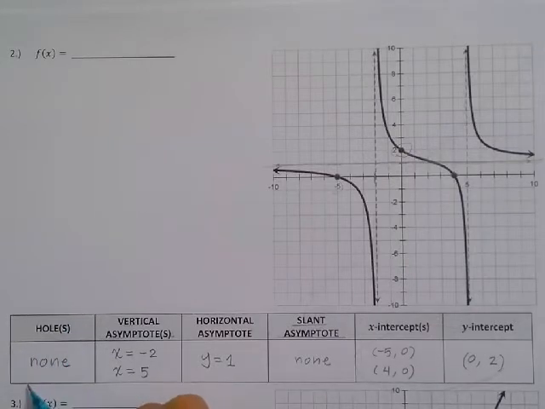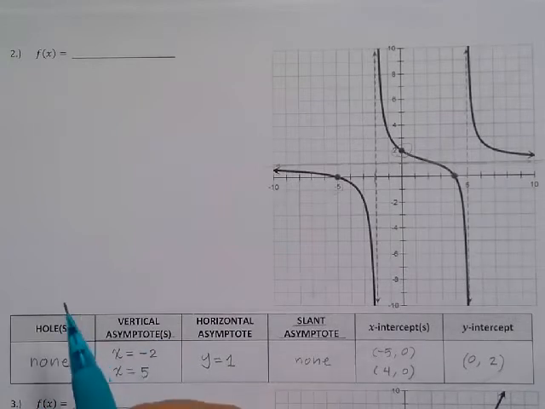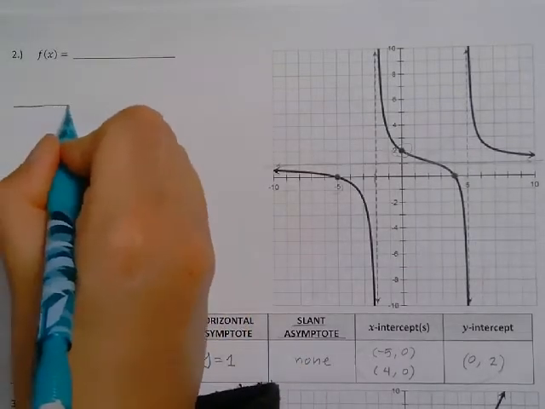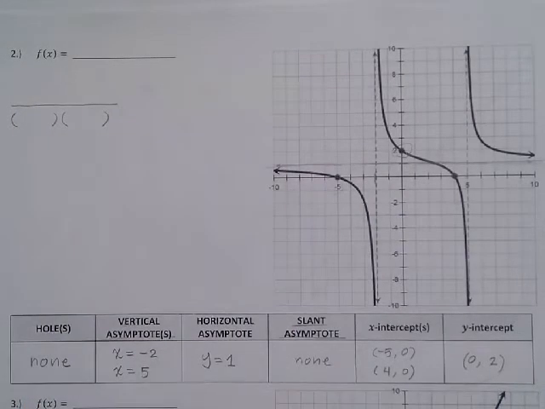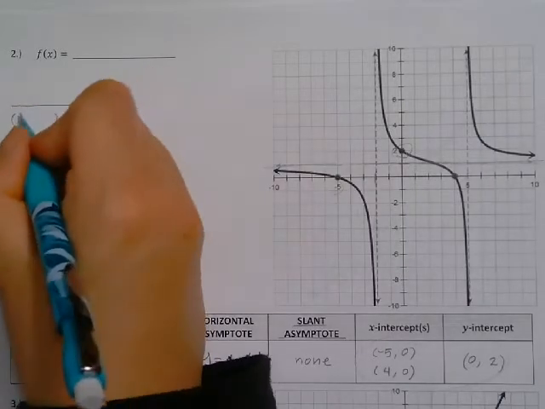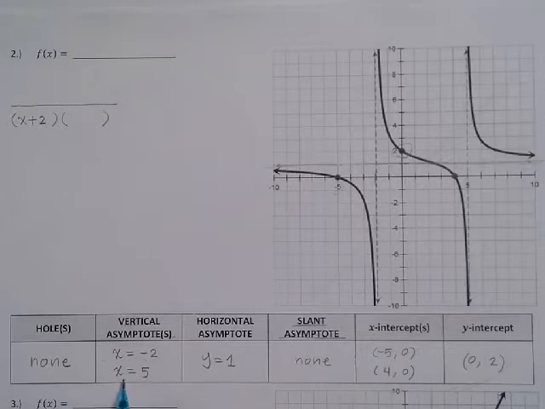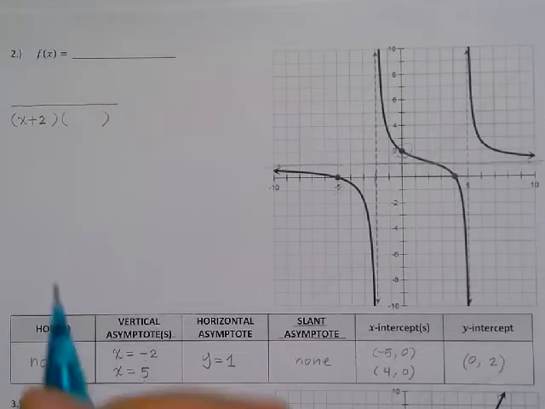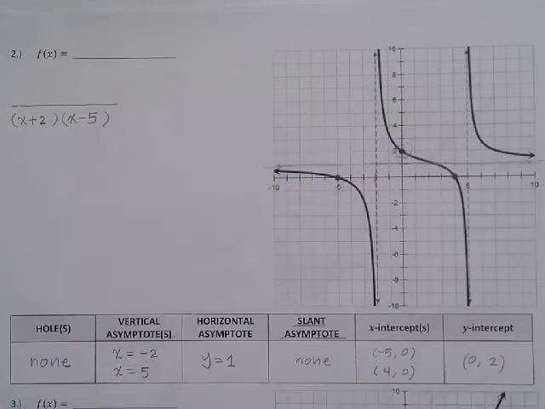Skip the whole part, I don't have anything. Then the vertical asymptotes come from the denominator again. So now I will make two factors in the denominator. First, I will have two parentheses on the denominator. From the vertical asymptote at negative 2, it's going to be x plus 2. From x is positive 5, I was supposed to have x minus 5 on the bottom there.